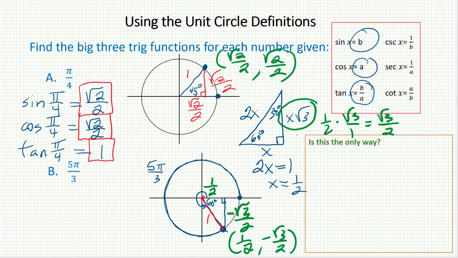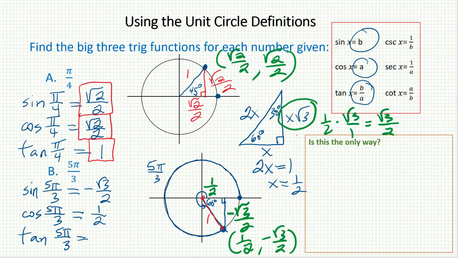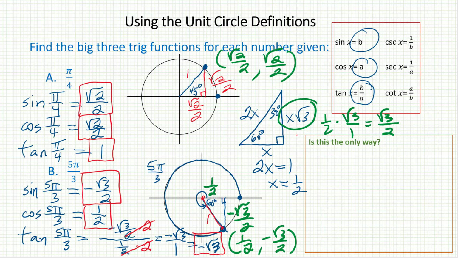With that information, I can write down my three trig values. The sine function sends me the b, the second coordinate, so negative root 3 over 2. The cosine function sends me the a, 1/2. The tangent function sends me the ratio b over a. So I would write negative root 3 over 2 divided by 1/2. I can clear out the little fractions by multiplying top and bottom by 2. And then what I'm left with is negative root 3 over 1, which simplifies to just negative root 3. And so there's my three values.